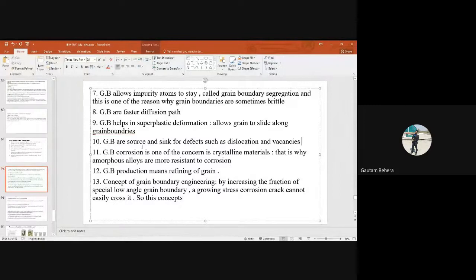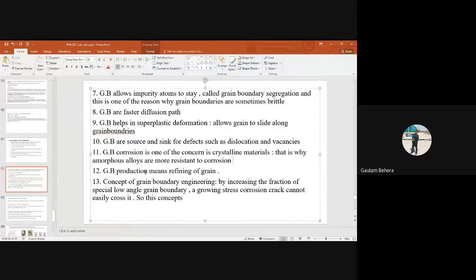So this is why amorphous alloys are more resistant to corrosion, because as I told, amorphous alloys do not have grain boundaries. So obviously resistance to corrosion will be more in case of amorphous material. But polycrystalline materials have grain boundaries, and they have a large number of grain boundaries. So if the grain boundary corrodes, the material will fail.